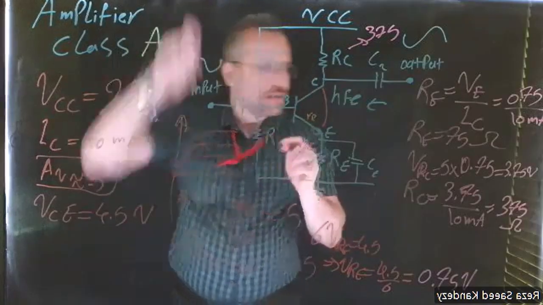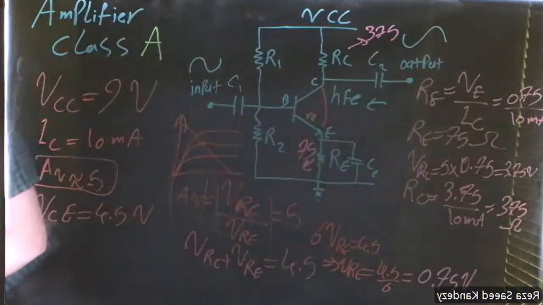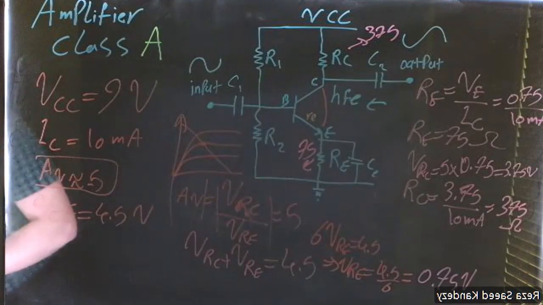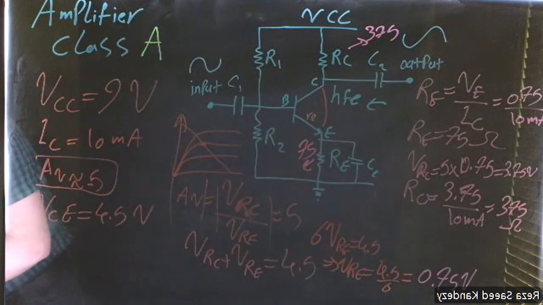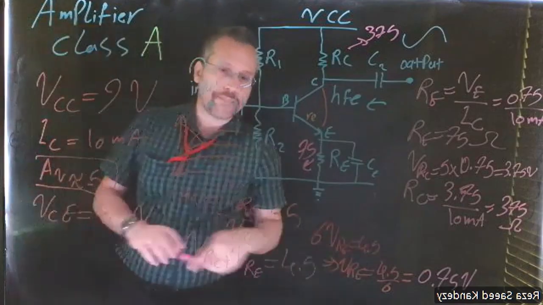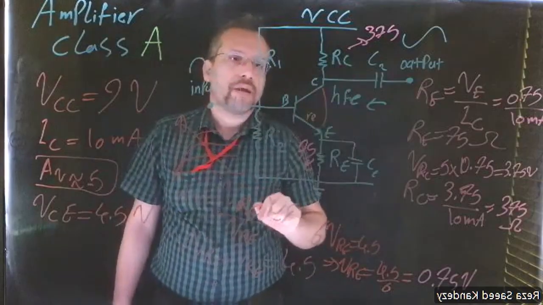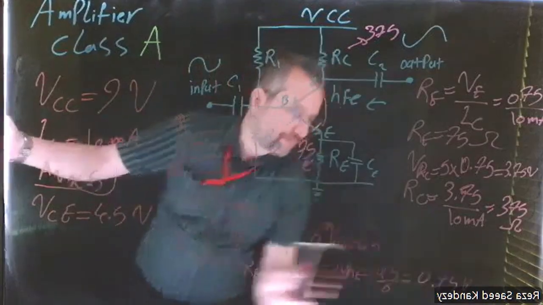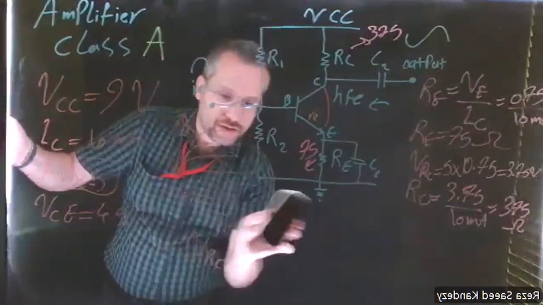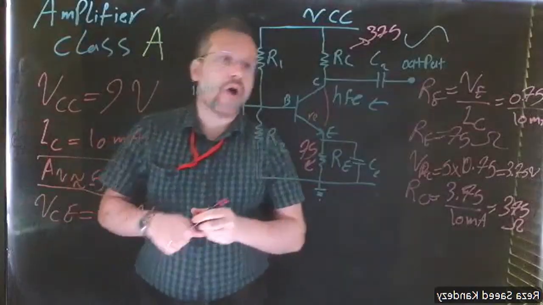Now, did I do the calculation properly? Let me check that. 5 times 0.75, yeah, it's correct. So far we have RE and RC. Now we need these two resistors. Let me erase again so we have enough space. How could we do that?